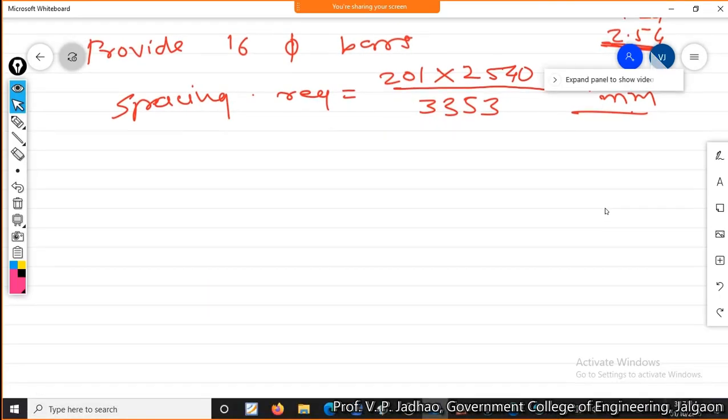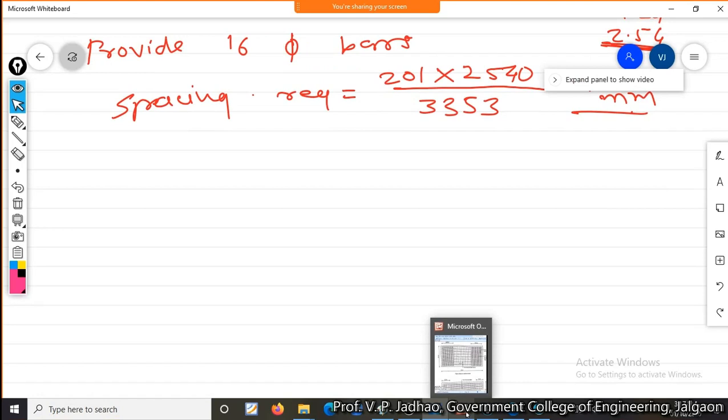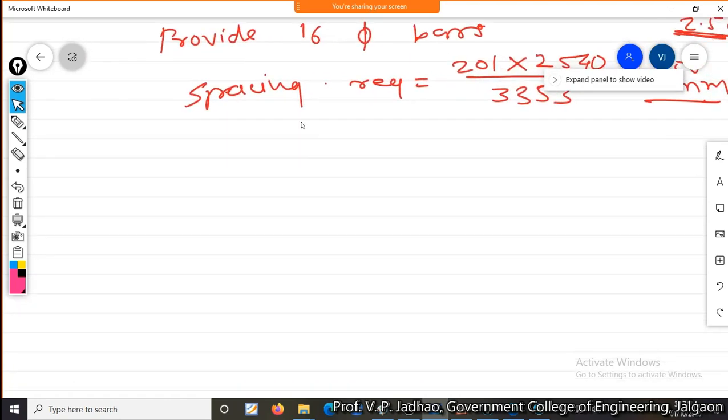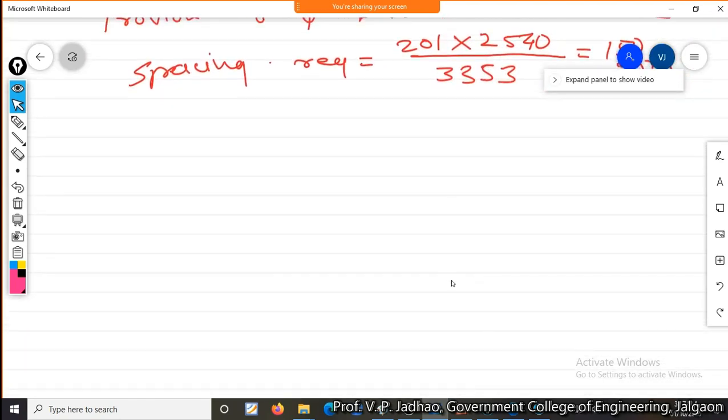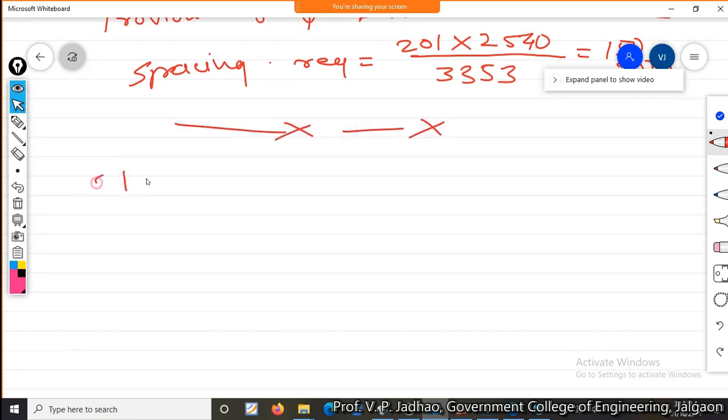In a region of 2.54 meter. Okay, so with this, in the remaining region, we will curtail 50% of the steel reinforcement. With this, the design is completed, but now we have to draw the drawings.